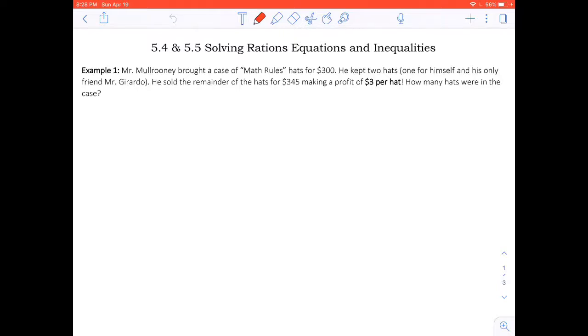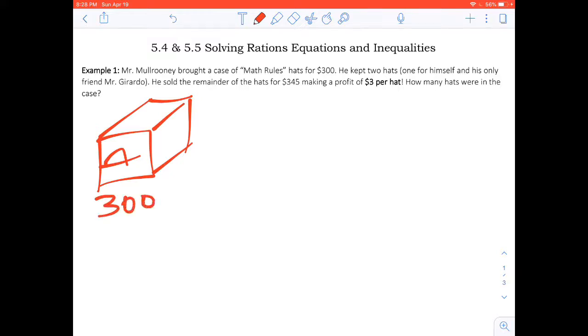Example 1. I bought a case of Math Rules hats. So here's my case of hats. And it costs me $300. And we'll say I bought X hats. I don't know how many. I kept 2 hats. One for myself, and I gave one to my friend Mr. Gerardo. I sold the remainder of the hats for $345, making a profit of $3 per hat.